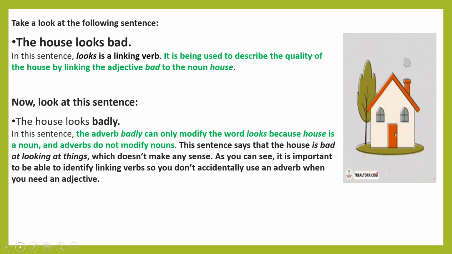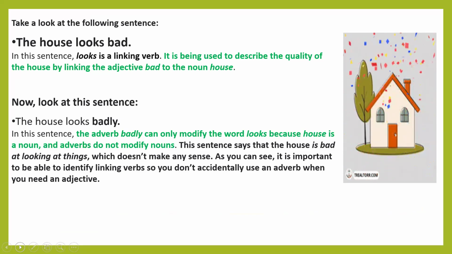The house looks bad. Second example, the house looks badly. The house looks bad. Looks in this case is a linking verb. It is being used to describe the quality of the house by linking the adjective bad to the noun house. In this case, the noun is a house. House is a noun, and bad is describing the noun, so bad is an adjective. So looks is a linking verb which is being used to describe the quality of the house by linking the adjective bad to the noun house.